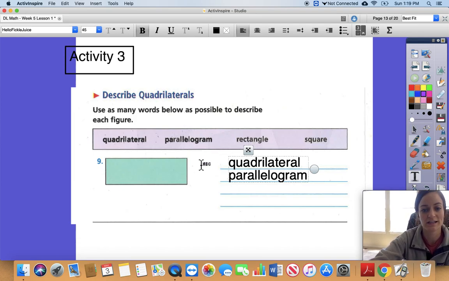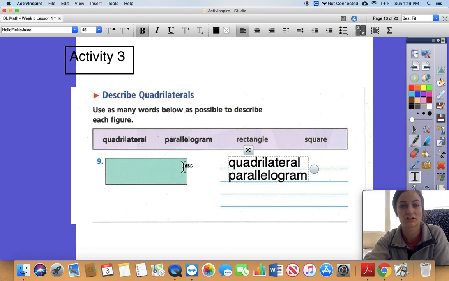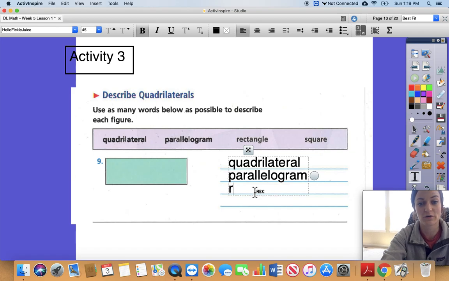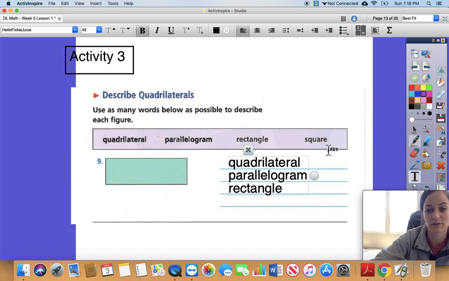Okay, next one is rectangle. Well, we know that the definition for a rectangle is that it's a parallelogram. Okay, but it also has 4 right angles. Does this one have 4 right angles? Yes. So this one's actually also a rectangle. And last one, square. The definition for a square is a rectangle that has all sides of the same length. Are all sides the same length on this one? No, so it is not a square, right? Because this side is way longer than this side.